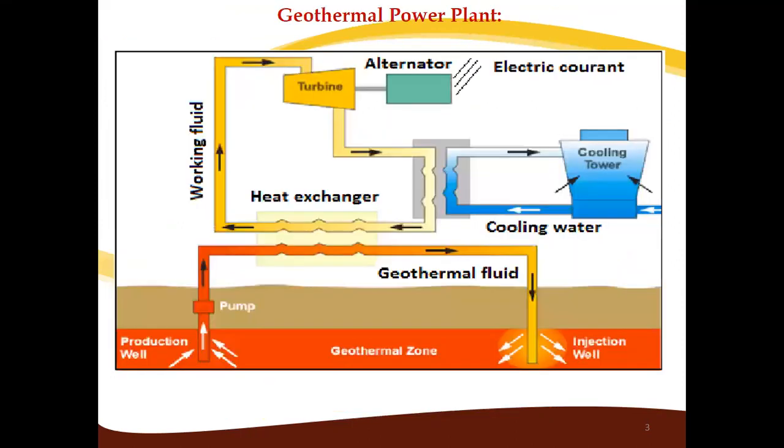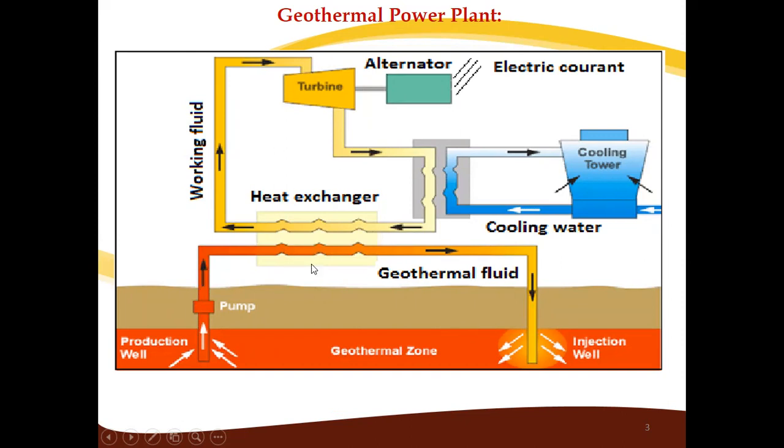So first power plant is based on geothermal energy. It is the first method where a heat exchanger device exchanges heat, and that heat is transferred to the turbine. If you see, there is a geothermal zone, and inside that the geothermal or working fluid is there. We have two types of wells: one is the injection well and the other is the production well. From the production well, we pump this geothermal fluid inside the pipe.